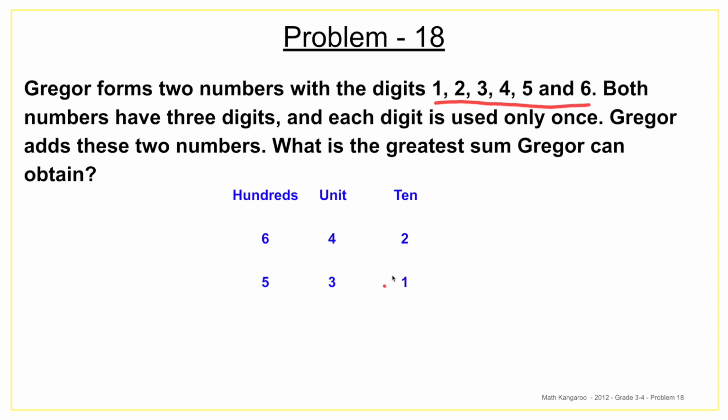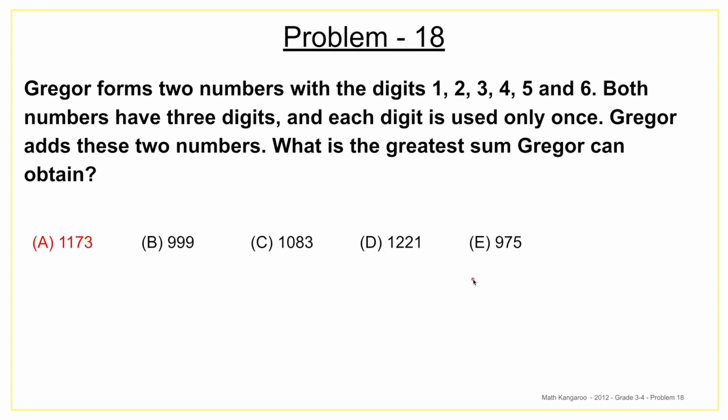Now let's sum it. So we say the total is 2 plus 1, 3, 4 plus 3, 7, and 6 plus 5, 11. So our number is 1173, which is our option A.